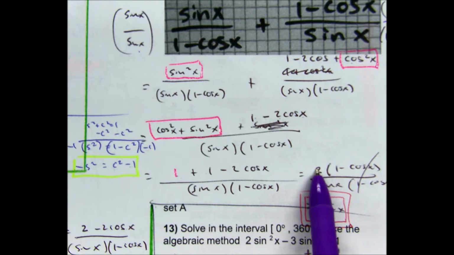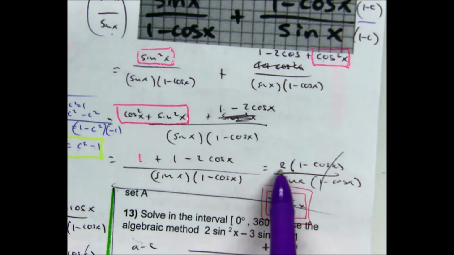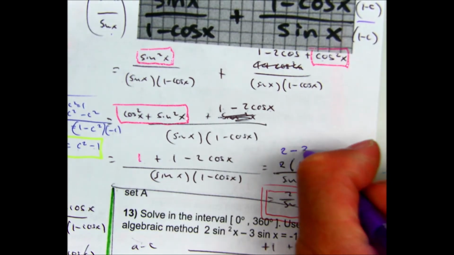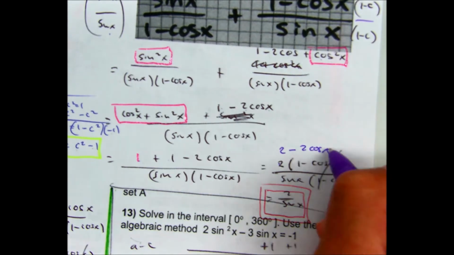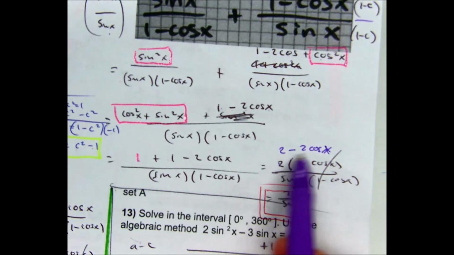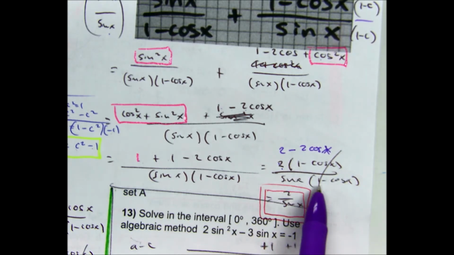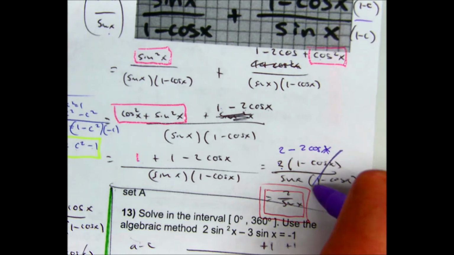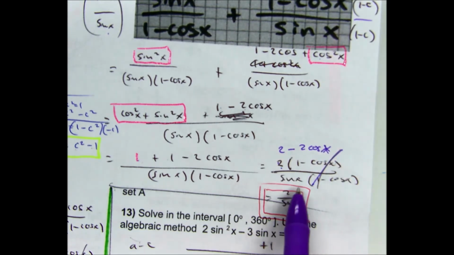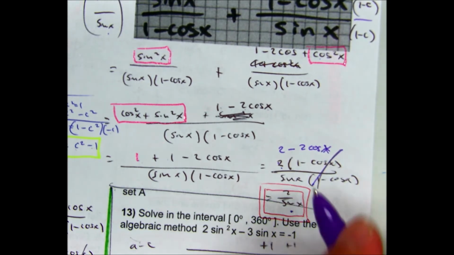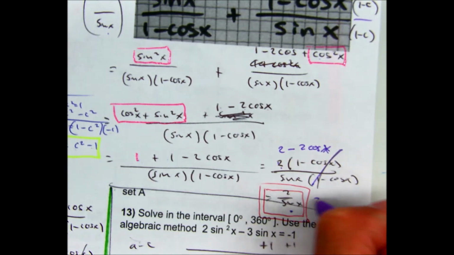Where did I go from there? So you have 2 minus 2 cosine x. And then from there, I just took out a greatest common factor, which was a 2. So you have 2 times the quantity 1 minus cosine x over sine x times 1 minus cosine x. The 1 minus cosine x is canceled, and you're left with 2 over sine x. So if you wrote 2 over sine x, or 2 times cosecant of x, that would have been the correct answer.